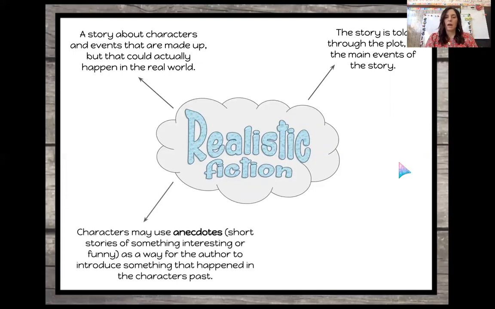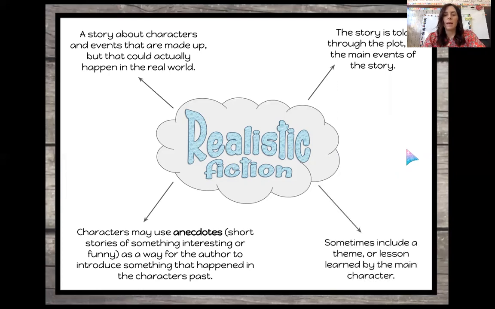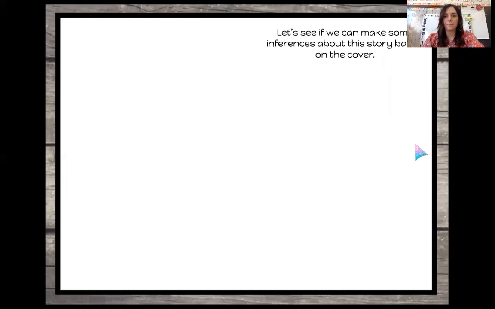In realistic fiction, characters may use anecdotes. Anecdotes are short stories of something interesting or funny, and this is a way for the author to introduce you, the reader, to something that's happened to the characters in the past. And the last little bit of a reminder about realistic fiction is that sometimes they include a theme or a lesson that's learned by the main character.